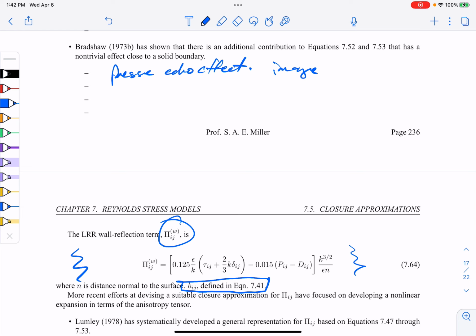There's been other work, for example, Lumley in the late 70s looked for closure approximations that used nonlinear relations and expansions in terms of anisotropic tensors. And those are the major three closures traditionally for the Reynolds stress term.